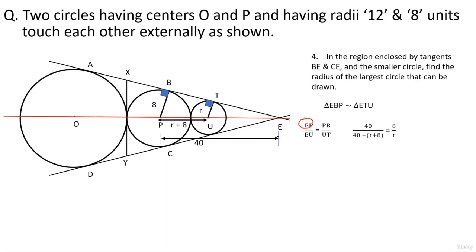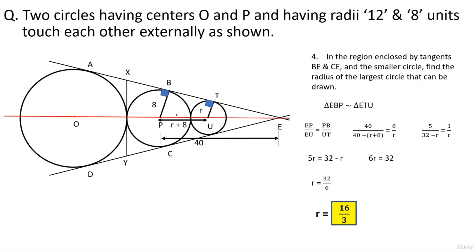The complete EP length is 40, and removing PU from 40, you will get the length of EU, which will be 40 minus R plus 8. PB is 8 and TU equals R. Solving this we will get R equal to 32 upon 6, or R equals 16 upon 3. That is the answer for this question.